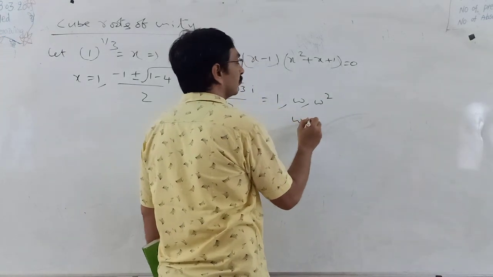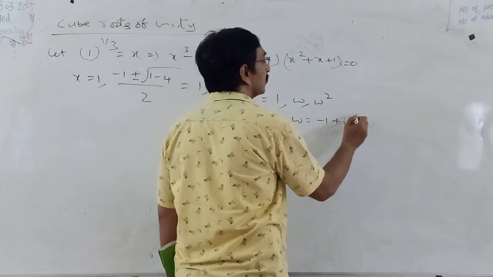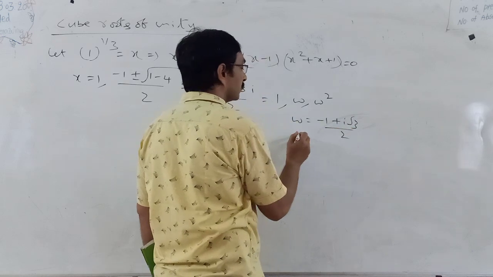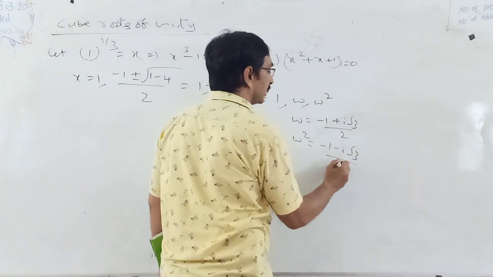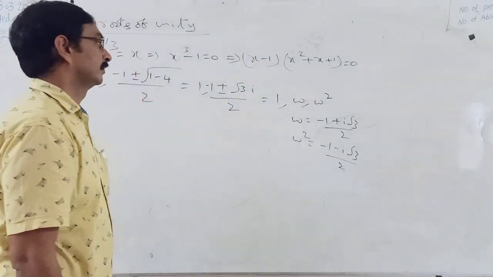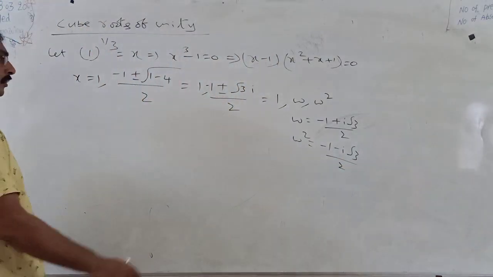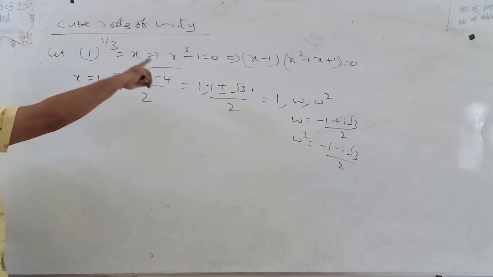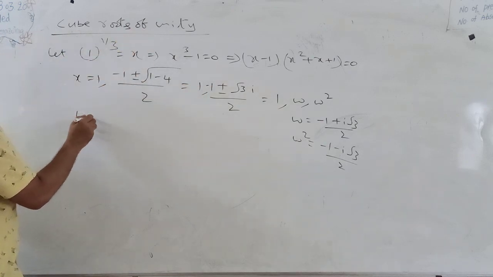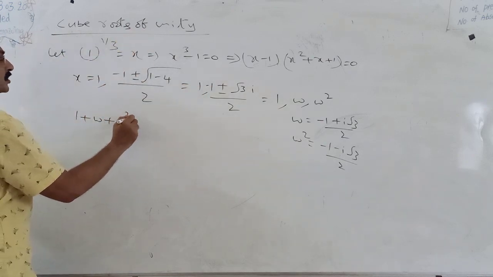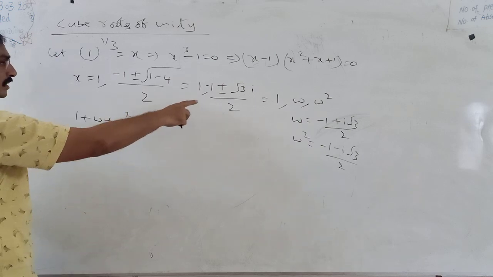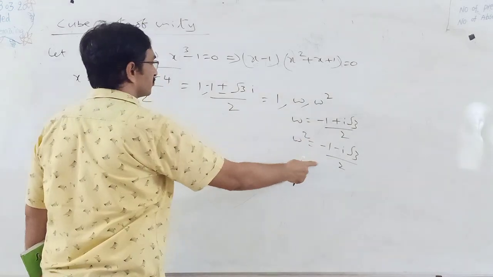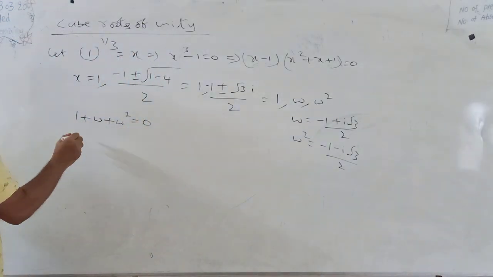So by heart, the value of omega is minus 1 plus i root 3 by 2. The value of omega square is minus 1 minus i root 3 by 2. Now, properties of cube roots of unity. All of you know 1 plus omega plus omega square equal to 0. Clearly, the sum of these two is minus 1, minus 1 plus 1, 0.